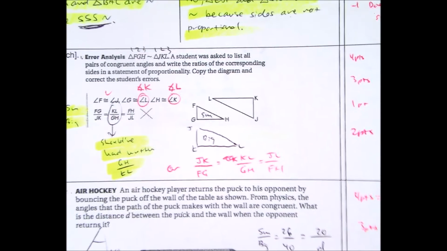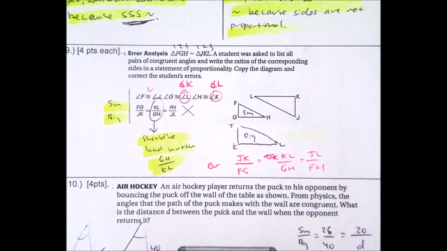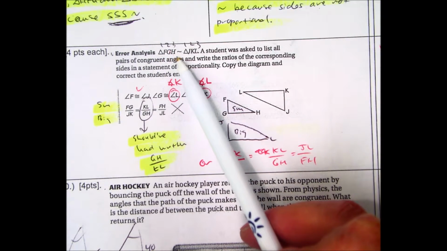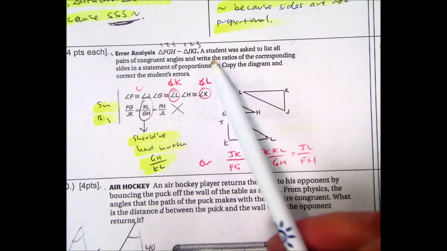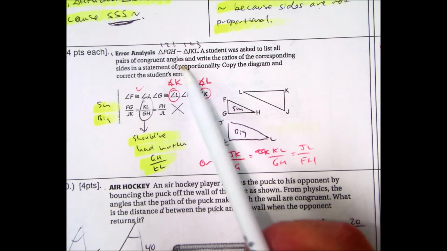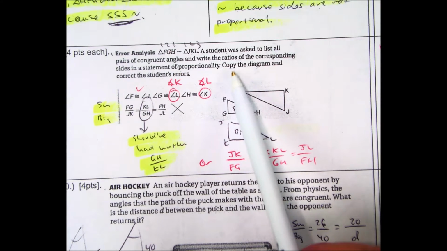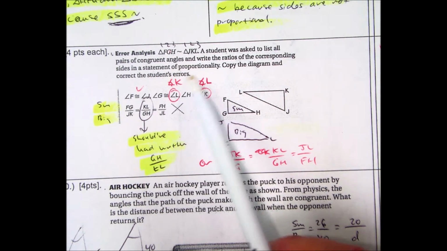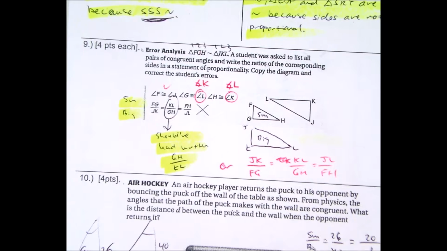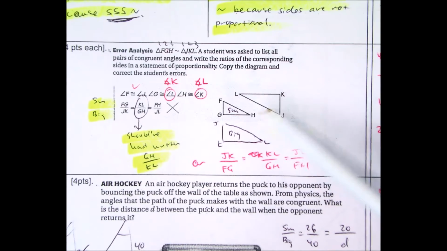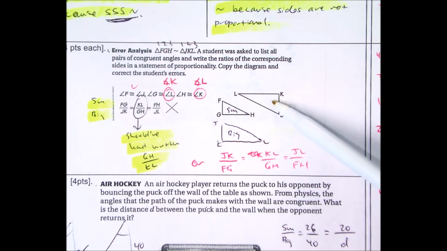Okay, question number 9, error analysis. Triangle FGH is similar to triangle JKL. The student was asked to list all the pairs of congruent angles and write the ratios of the corresponding sides and statements of proportionality. Copy the diagram and correct the student's errors. Okay. I recommend just redrawing your picture. So I just took this one and redrew it.